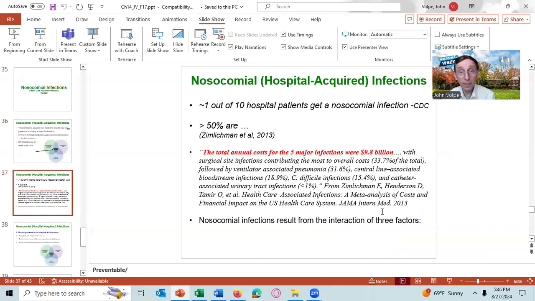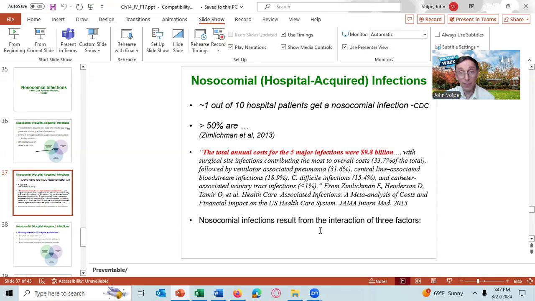About 1 out of 10 hospital patients gets a nosocomial infection each year. 50% of nosocomial infections are preventable. You don't need to know specifically the numbers here, but you should know that there's a large total cost in the United States from nosocomial infections. And in 2013, it was estimated to be $9.8 billion in the United States alone.